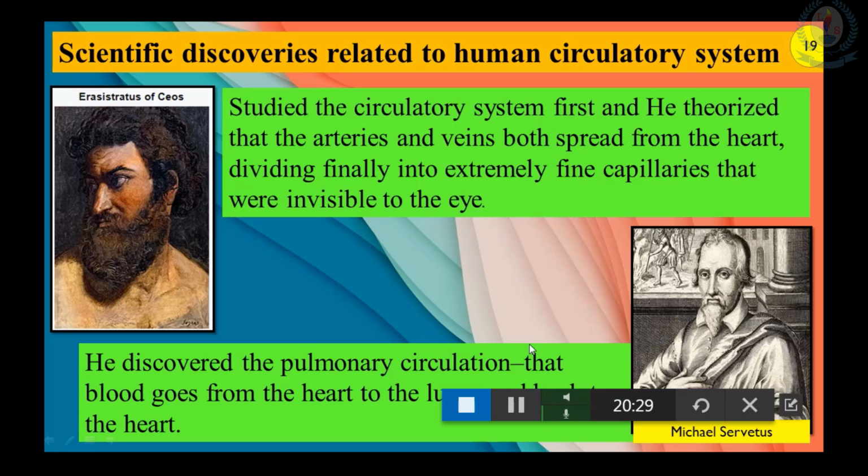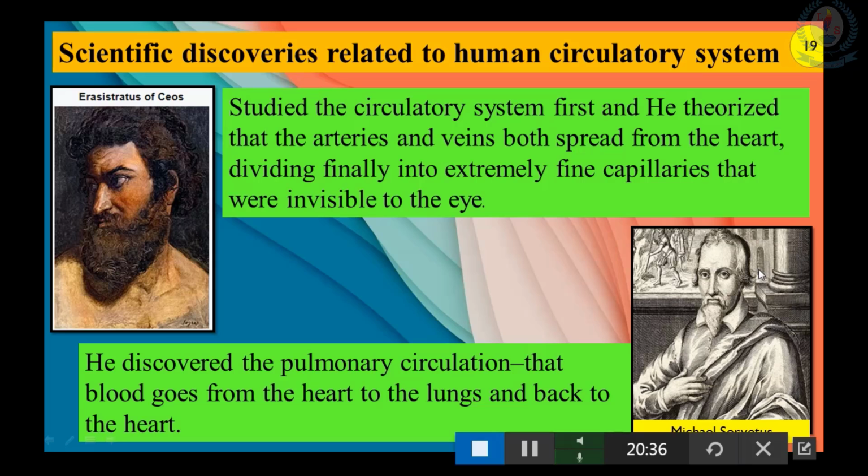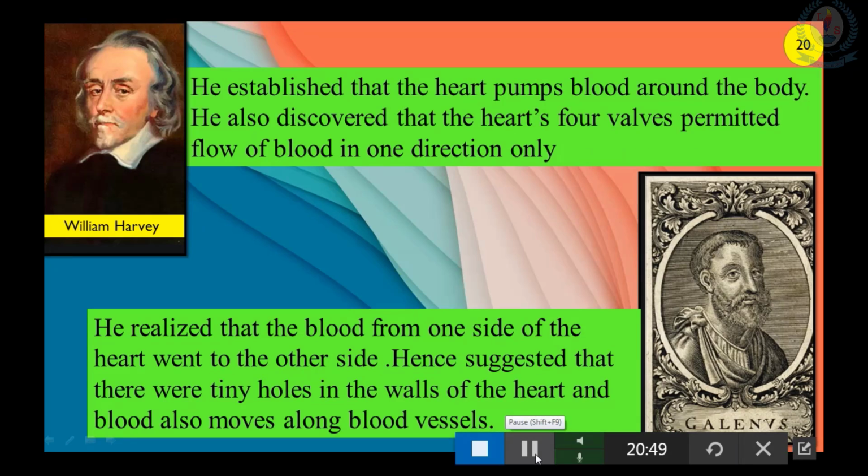Michael Servetus discovered the pulmonary circulation and identified that blood goes from the heart to the lungs and back to the heart. William Harvey established that the heart pumps blood around the body. He also discovered that the heart's 4 valves permitted flow of the blood in one direction only.